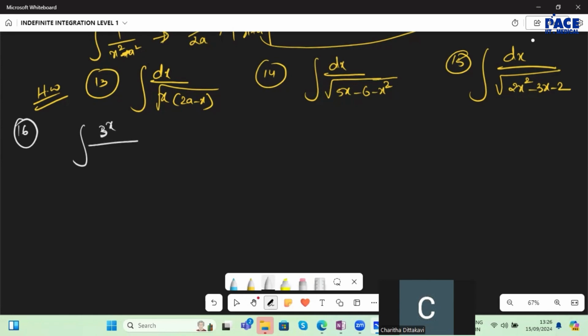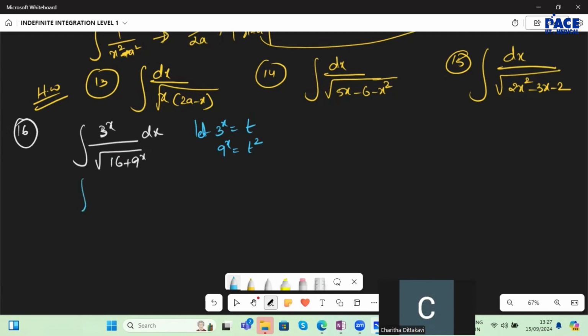Okay. Right. Now coming here, 3 power x by under root of 16 plus 9 power x dx is our question. Right. So wherever you find 3 power x and 9 power x, the immediate thing that should strike our brain is let 3 power x equal to t. What is your 9 power x? Which is nothing but t square, isn't it?